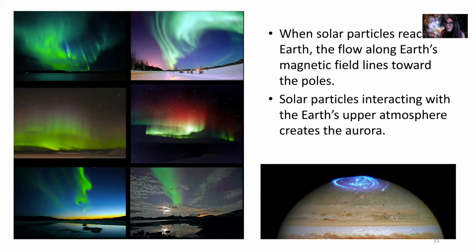Jupiter also has an aurora from charged particles coming from the sun, and also because of interaction between it and its nearby moons, causing particles to flow along Jupiter's magnetic field towards its poles, and also creating auroras. This is an actual picture of the aurora on Jupiter too.